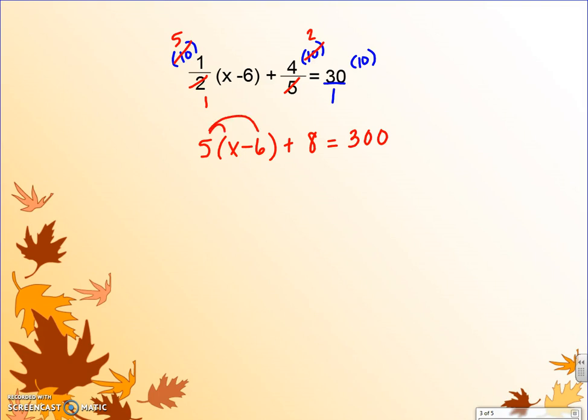So if I multiply the 1/2 and I multiply the x minus 6, I'm double multiplying, because then I'm going to multiply again by that 1/2, or now a 5. So we don't want to multiply what's inside of the parentheses. So be very careful with that. And then we just solve the problem again like a regular problem.